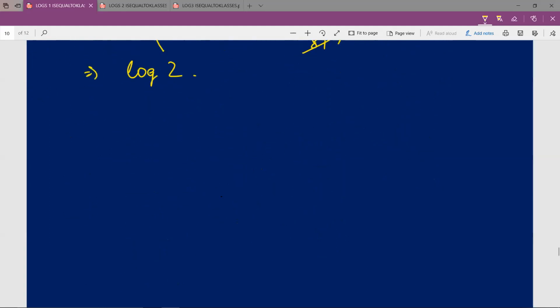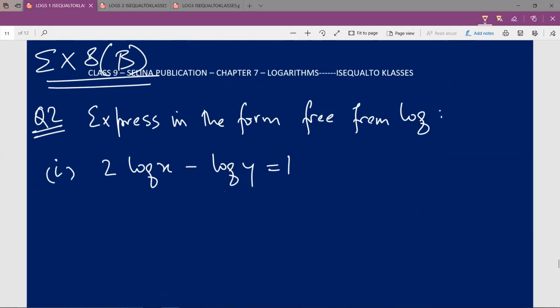So let's move forward to question number 2 of exercise 8b. Express in the form free from log. Now free from log means that you have to, so I'll show you a demo, don't worry. So 2 log x minus log y is equal to 1. Now 2 log x, I could write as log of x square according to the third law, minus log of y is equal to 1.